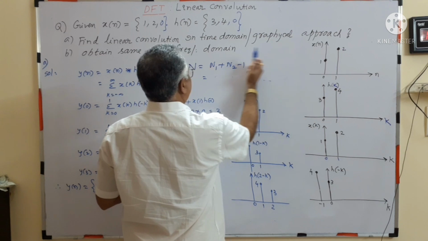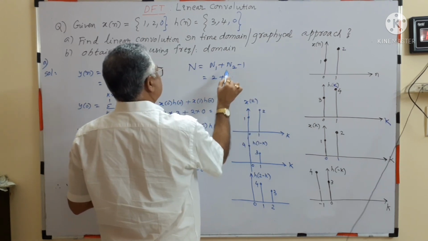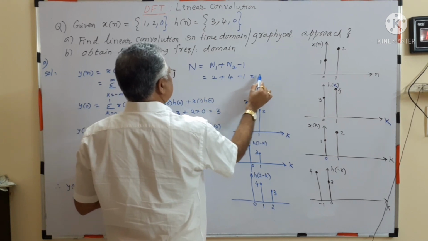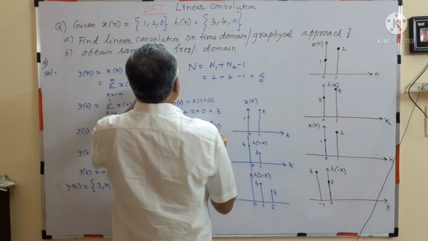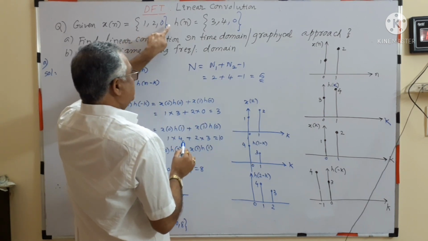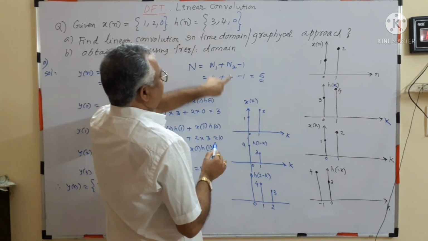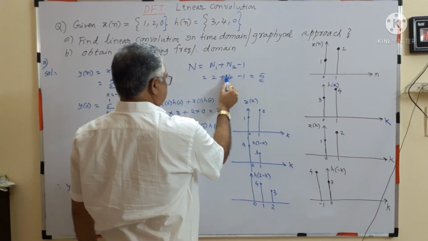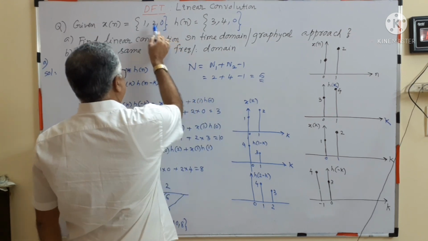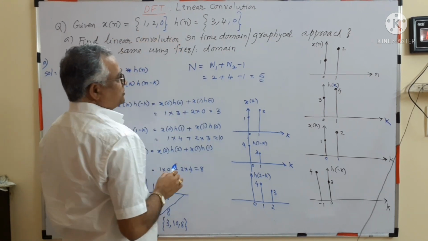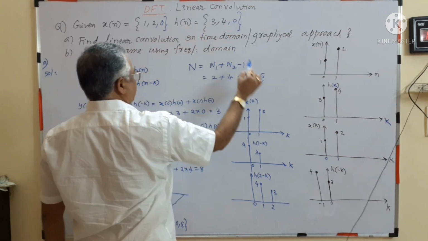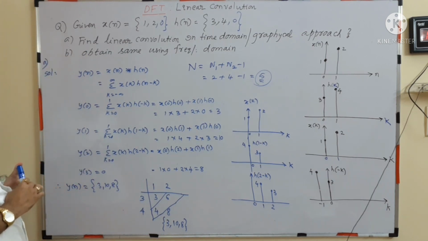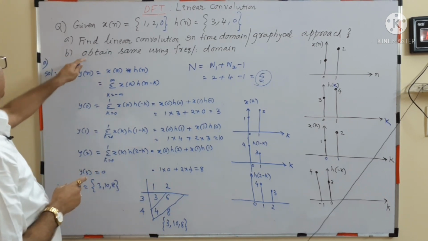Or if n1 is having 2 values, n2 is having 4 minus 1, 4 plus 2, 6 minus 1, so 5. That means 1, 2, 0, 0, 0. Then this is already having 4 now, 1, 0. So 1, 0 appended in the second sequence. 3 zeros are added in the first sequence. So how many zeros we are adding depends on this answer. So that's what is important. That's one important concept. So let me explain B.